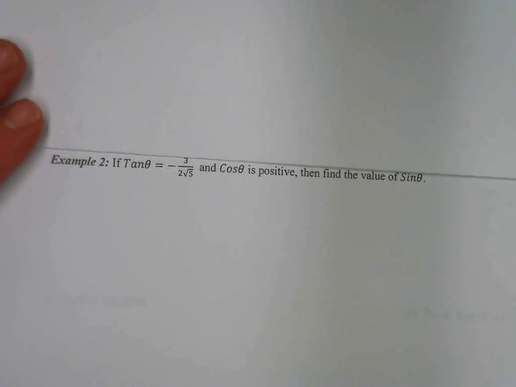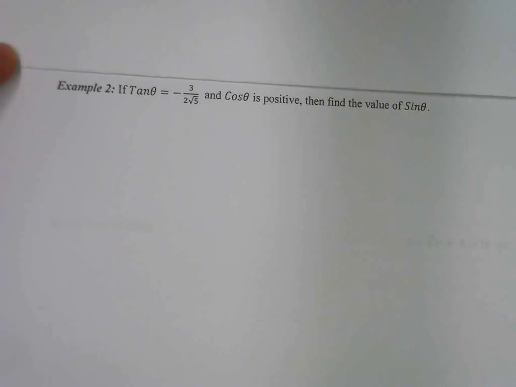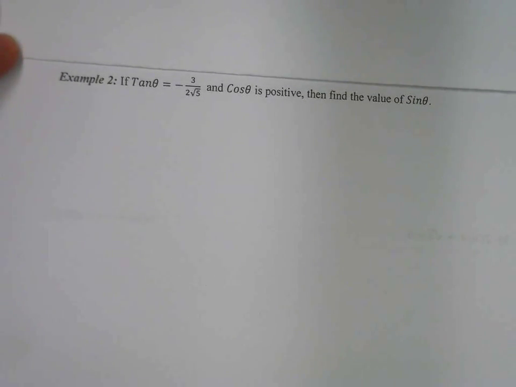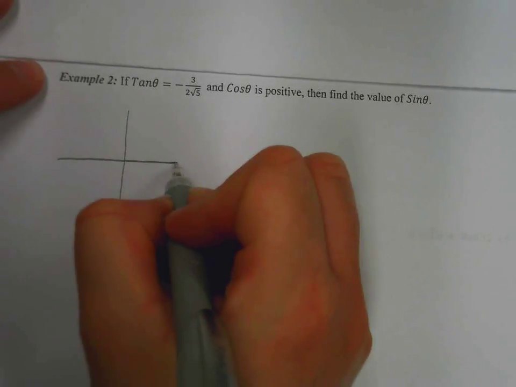Okay, last example. If tangent of theta is equal to -3 over 2 root 5 and cos of theta is positive, then find the value of sine of theta. All right, so we're going to sketch this, try to figure out which quadrant we're working in.